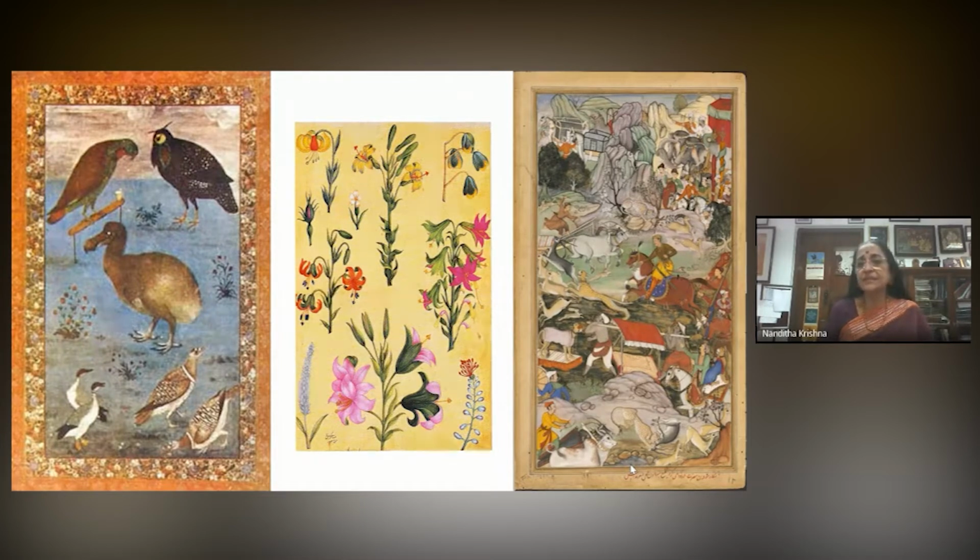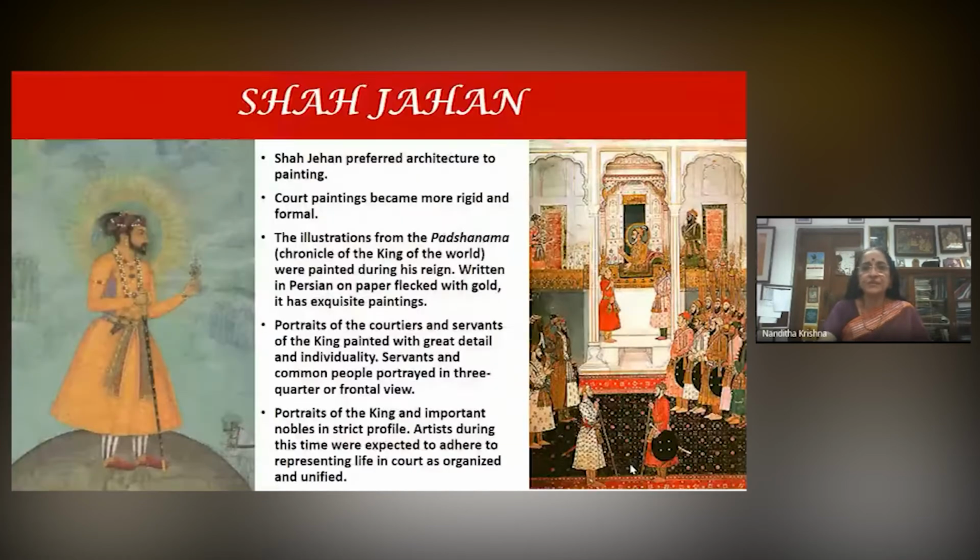He dissected them and he went hunting. You can see over here, scene of a hunt. He's hunting with cheetahs. So many animals are killed. He was not a lover of animals. The next king, Shah Jahan, preferred architecture. I don't have to tell you that.